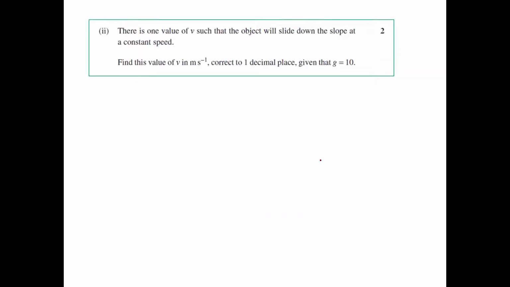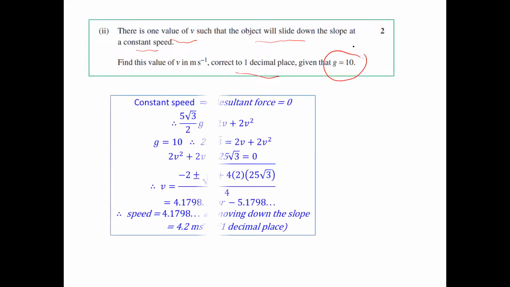For part 2, find v when the object is moving down at a constant speed, correct to 1 decimal place, taking g as 10. Here is the solution: just make the force equal 0. Solve using the quadratic formula. To one decimal place, the answer is 4.2.